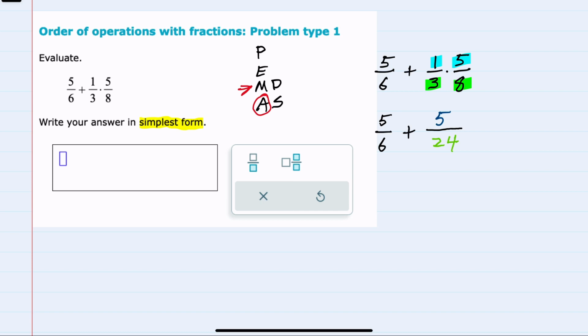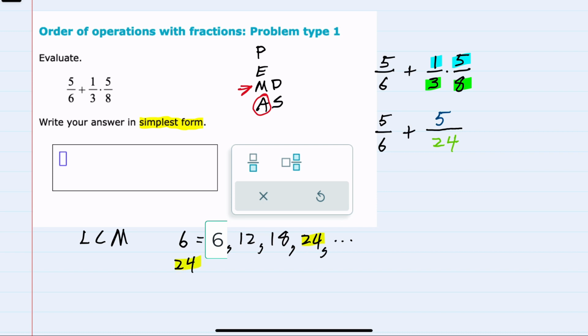However, to add two fractions, I do need to get a common denominator. And since my denominators are 6 and 24, I need to get a common denominator, which will be the least common multiple of 6 and 24. Looking at the least common multiple between 6 and 24, multiples of 6 are 1 times 6, 2 times 6, 3 times 6, 4 times 6, and so on. But I can see that 24 is my least common multiple.